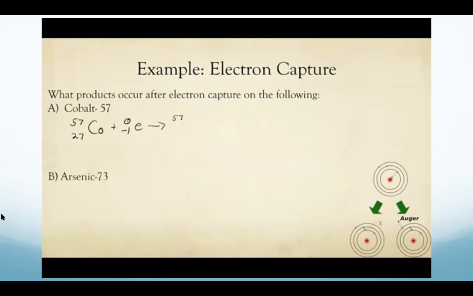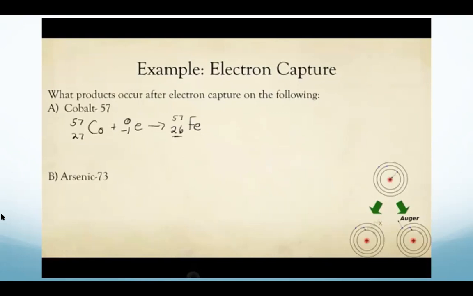The mass number stays the same, since the mass number of the electron is 0, but the proton number is going to decrease by 1. This means that we need to go back to our periodic table and see what our atom is. And it is iron. We know that because of our atomic number, 26.